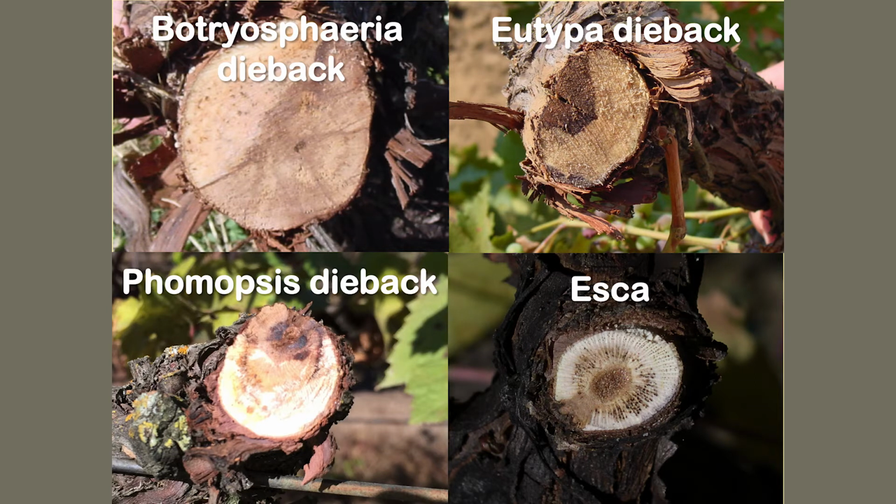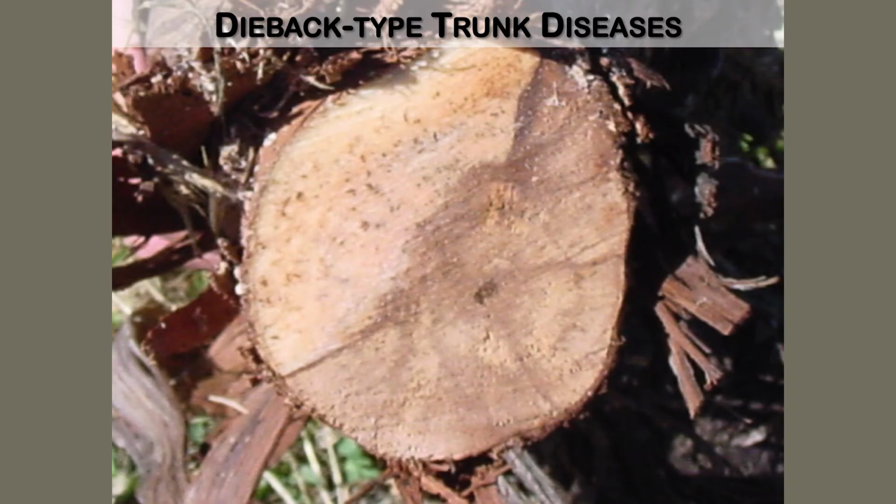They're very slow to develop, and the internal wood symptoms that are shown in these pictures don't typically appear externally. You can't find them until you saw through the vine. So it's tricky to diagnose these diseases until they're already developed. We have the wood canker producing diseases, which I call the dieback type diseases. That's Eutypa, Botryosphaeria, and Phomopsis diebacks.